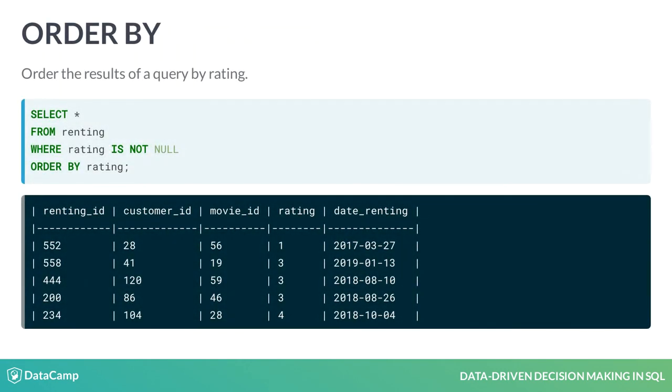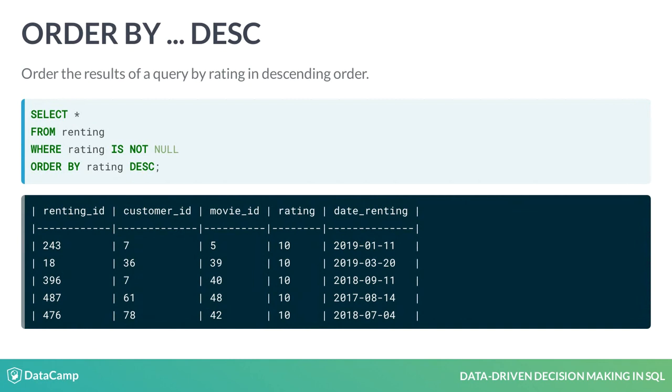By using the order by statement, SQL allows us to order the results of a query by the values of one or more columns. In this example, we order by rating. By default, the order is ascending. To see the best ratings first, we can change to descending order by using desc. This shows us that the first 5 rows all have the best rating 10.